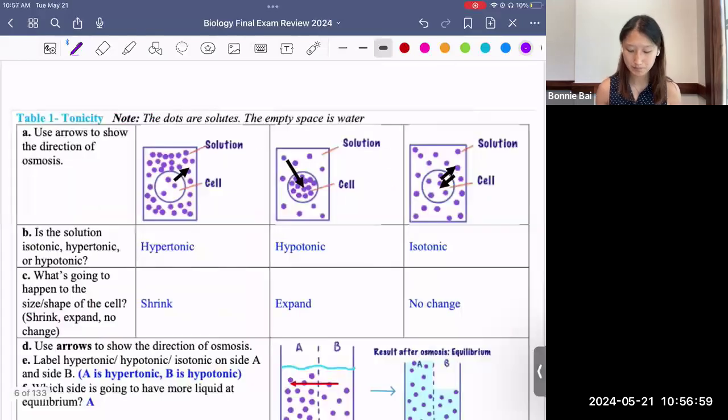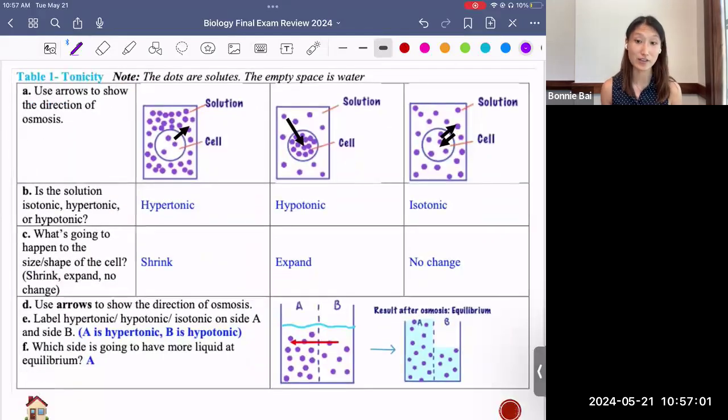And these are the answers to the review sheet questions, which you can pause and take a look and check your answers if needed.